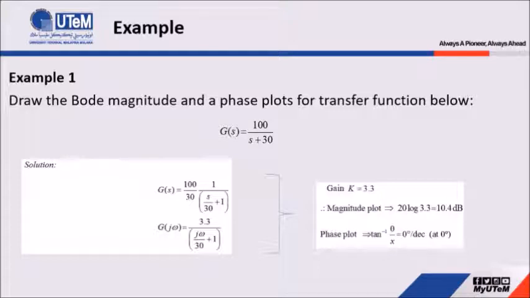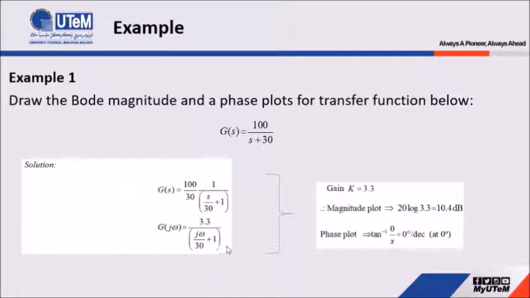So in order to plot both the magnitude and phase plot, first we have to change this s with j omega, and then we have to make sure this part is equal to 1. So in order to change this part to 1, we have to multiply this denominator with 30. When we multiply with 30, in order to maintain the same equation, we have to put 30 here, and this one becomes 1.